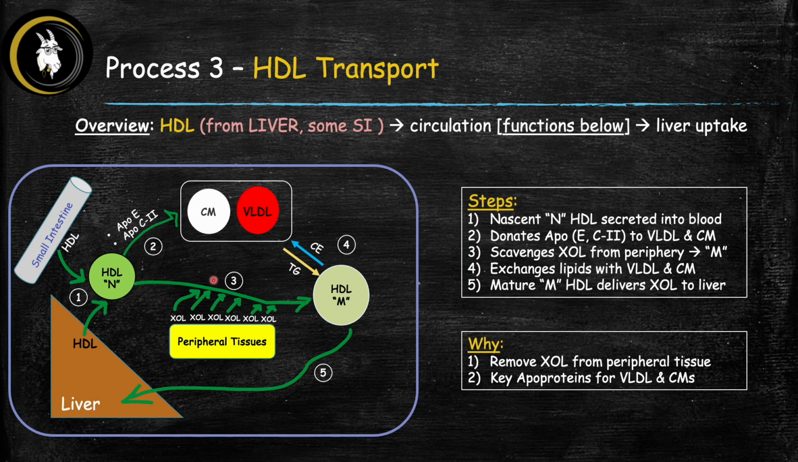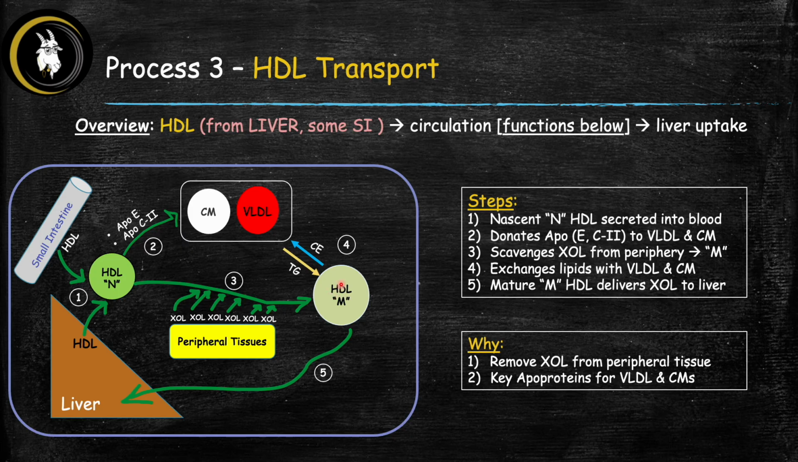But what's going to happen is that in step 3, this is the other function and the main function that we think about for HDL, which is that it's scavenging or pulling off cholesterol from peripheral tissues and packing it inside its core. And when it does that, it goes from HDL-N or nascent to HDL-M, which is mature. So now it's matured because it's done its job. It's pulled off the cholesterol from the peripheral tissues and packed it inside of it like a nice little suitcase.